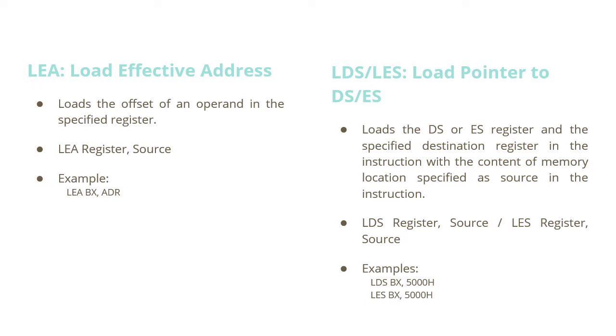Here the source is 5000H and the destination register is BX. So this instruction will load the content of the memory location 5000H into the BX register, and also into DS. Similarly, if the instruction is LES BX, 5000H, then it will load the content of the memory location 5000H into the BX register and also into ES.